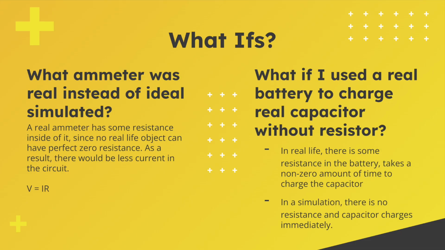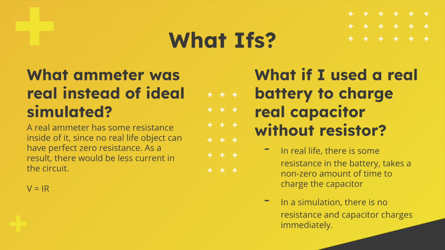What if questions? If the ammeter was real instead of an ideal simulated ammeter, there would be some resistance inside the real ammeter, since no real-life object can have a perfect 0 resistance. As a result, there would be less current in the circuit, because V equals IR states that as more resistance is added, there is less current, as voltage stays the same.